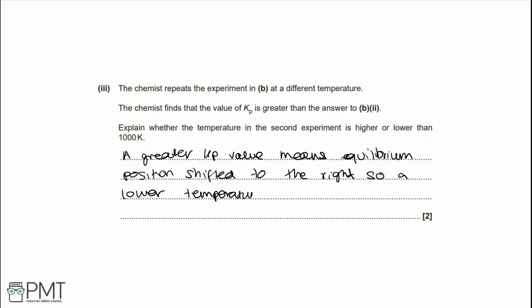To get the 2 marks for this question, you get a mark for saying that a greater Kp value means the equilibrium position shifts to the right. And your second mark is from saying that a lower temperature is needed because the forward reaction is exothermic. This gets you your 2 marks.